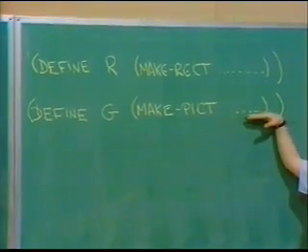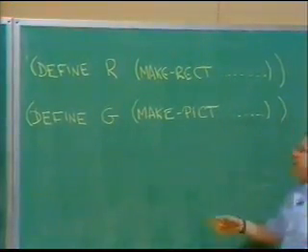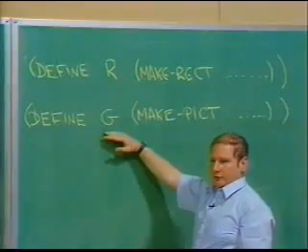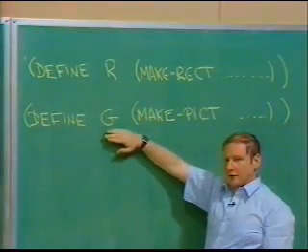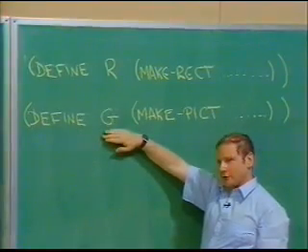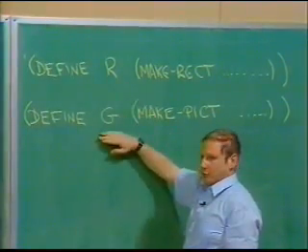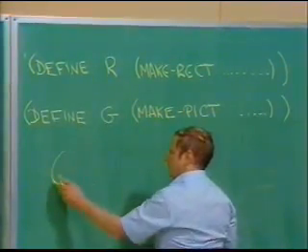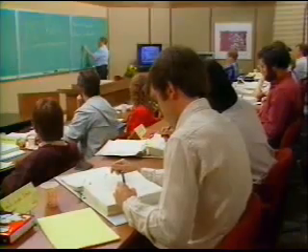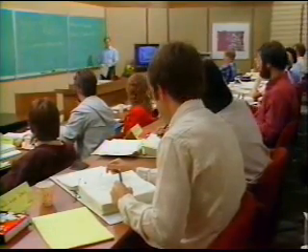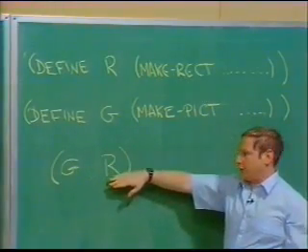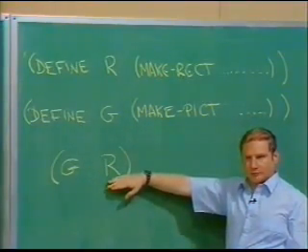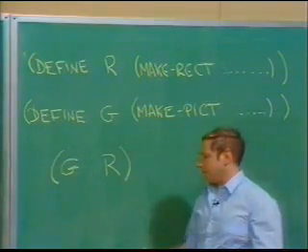And then if I actually wanted to see the image of G inside a rectangle, well, a picture is a procedure that takes a rectangle as argument. So if I then called G with an input of R, that would cause whatever image G is worrying about to be drawn inside the rectangle R. All right, so that's how you use that.